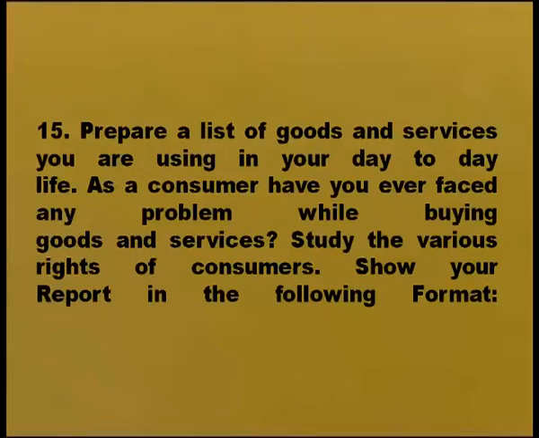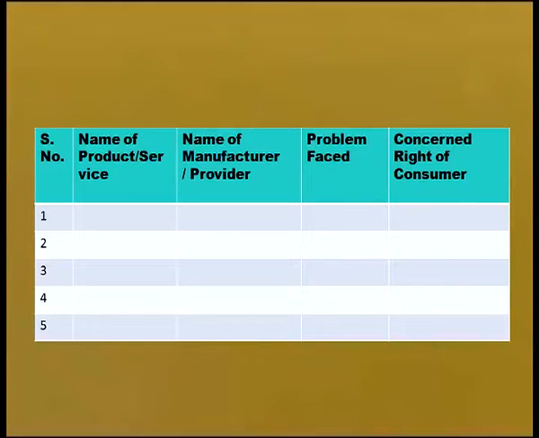Prepare a list of goods and services you are using in your day-to-day life. As a consumer, have you ever faced any problem while buying goods and services? Study the various rights of consumers and show your report in the following format. Right to safety, right to be informed, right to choose, etc. are the rights of a consumer. The report is given in this format: serial number, name of product or service, name of the manufacturer, problem faced, and rights of the consumer.